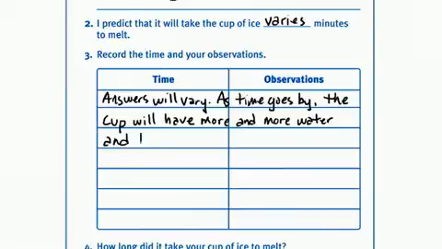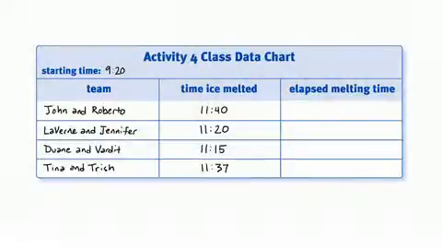Have the students carry out their experiment, recording the time and their observations in the chart on the activity sheet every 2 or 3 minutes. Record in the class data chart the time at which each team's ice melted. After all teams' ice samples have melted, help students calculate how long it took their ice to melt completely. Ask students to compare the actual melting time of their ice with their predictions.